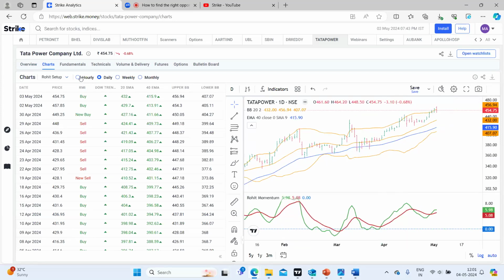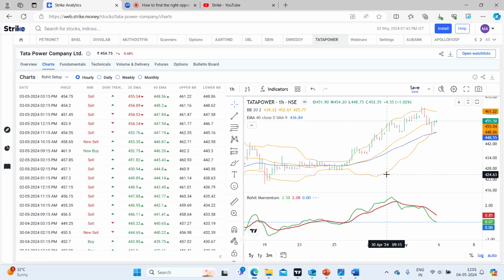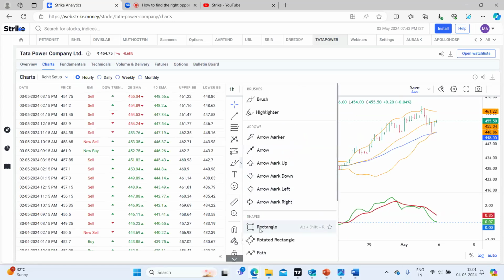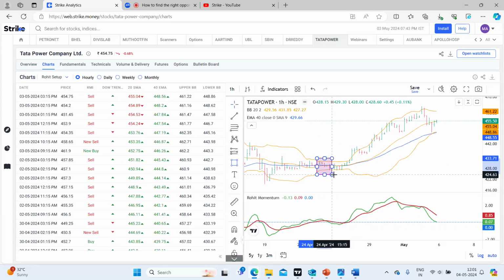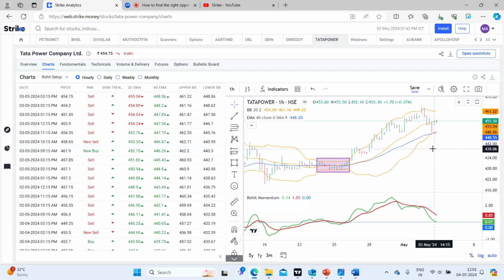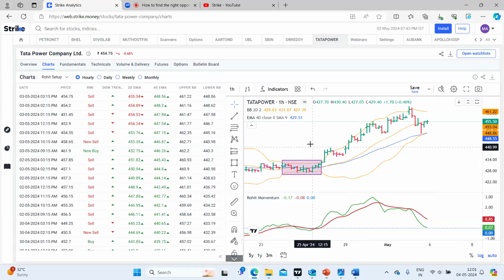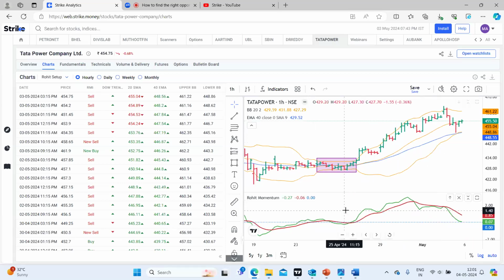On the hourly chart, if you can do. If you see this, look. See, this consolidation is a perfect recipe for the breakout in Bollinger Bands, right? And this again, you saw a bullish crossover. And then it went up.